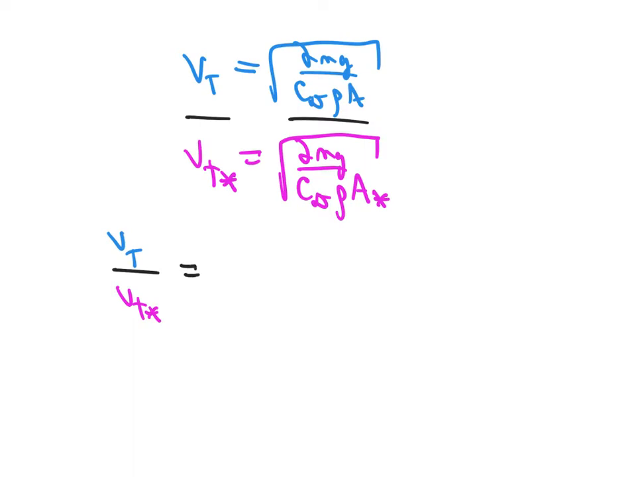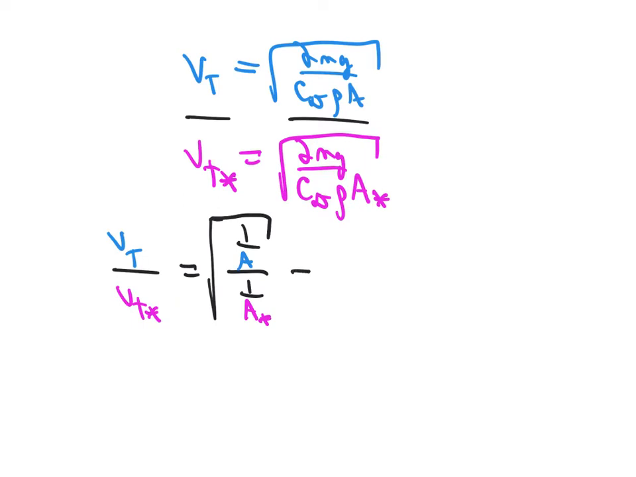And then I look at this and I say, well, root over root is still a root, so we'll just have a square root going here. And then I say, hey, look, I'll have 2 over 2, that'll go away. I'll have m over m, that'll go away. g over g will go away. The coefficient of drag, we assume, doesn't change. And the density of air doesn't change. And so I'm left with just 1 over his original area over 1 over his new area.